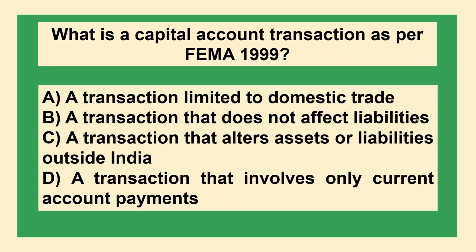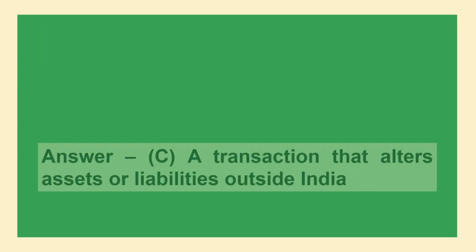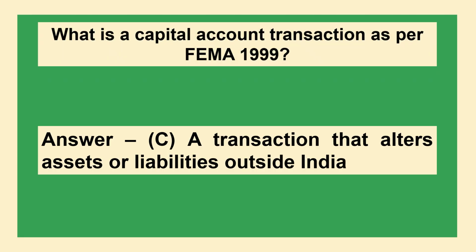What is a capital account transaction as per FEMA 1999? Option A, a transaction limited to domestic trade. Option B, a transaction that does not affect the liabilities. Option C, a transaction that alters assets or liabilities outside India. Option D, a transaction that involves only current account payments. The answer is option C, a transaction that alters assets or liabilities outside India.